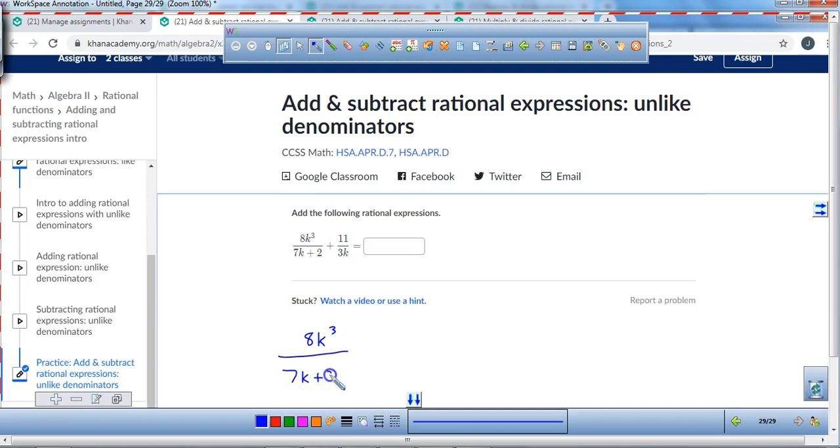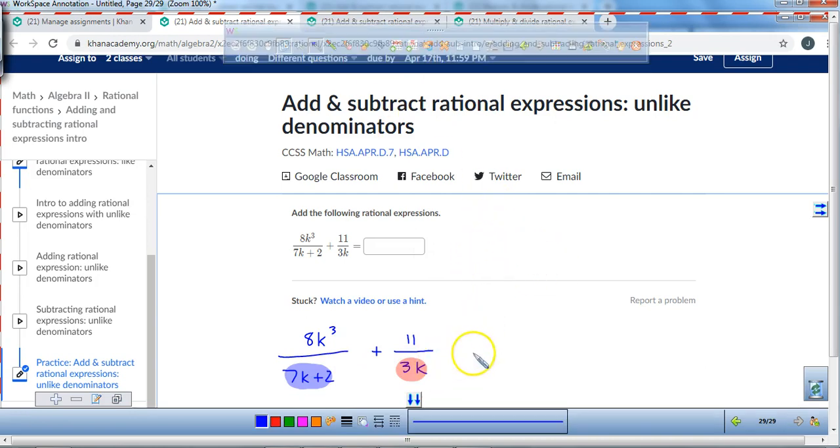7k plus 2 plus 11 over 3k, just like that. Now, let's take a look at this denominator right there. That denominator is definitely not the same as this denominator, I can tell you that much. Those are totally different. So we're going to find our least common multiple by just finding the product between those. So that's going to be pretty easy.